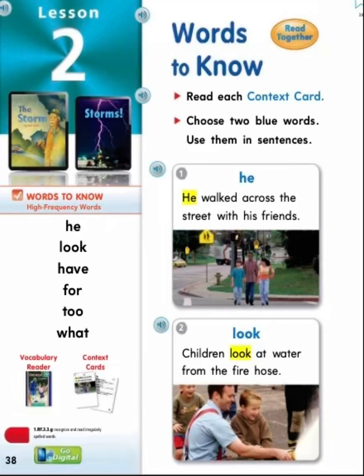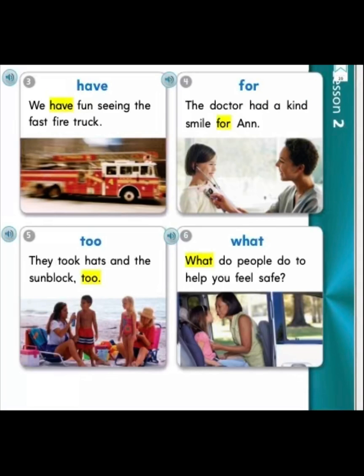Lesson 2. Words to know. Choose 2 blue words. Use them in sentences. 1. He walked across the street with his friends. 2. Look. Children look at water from the fire hose. 3. Have. We have fun seeing the fast fire truck.